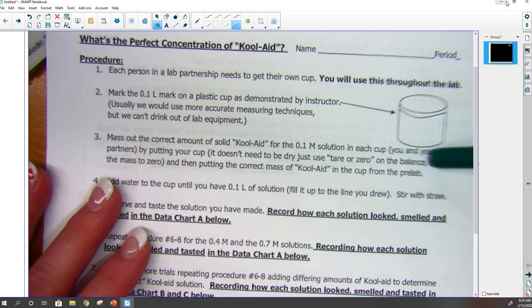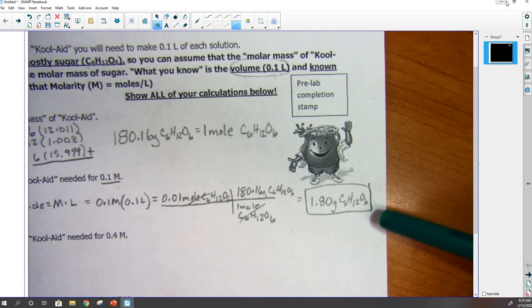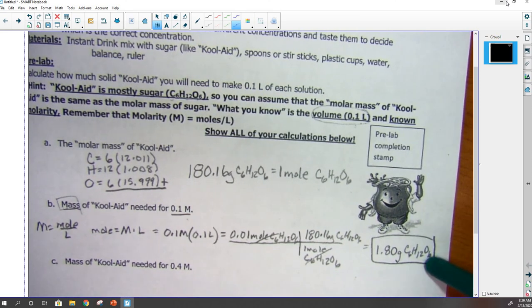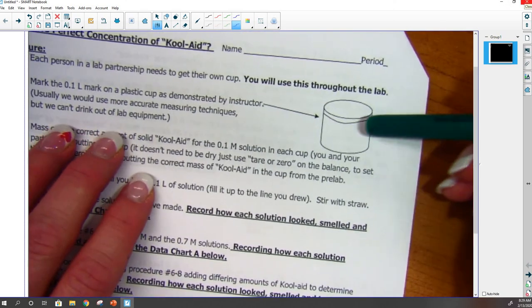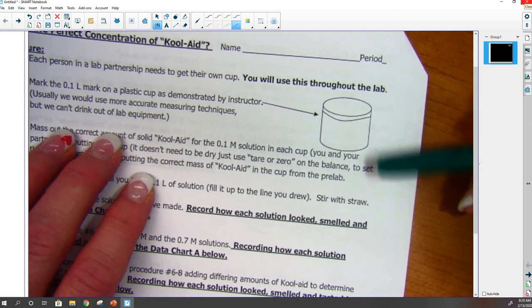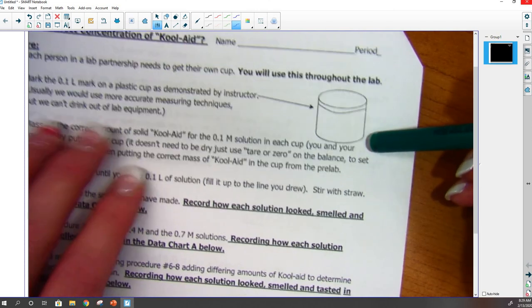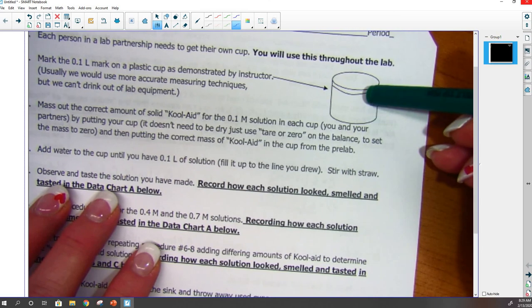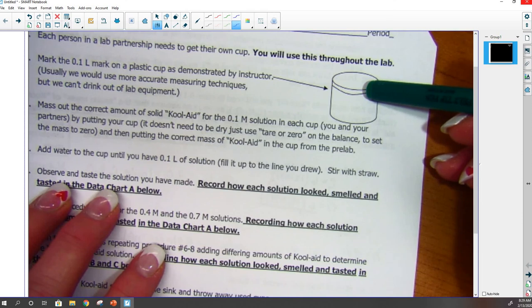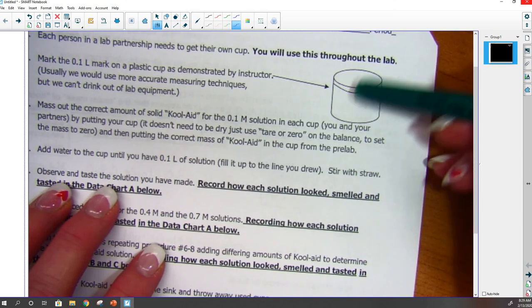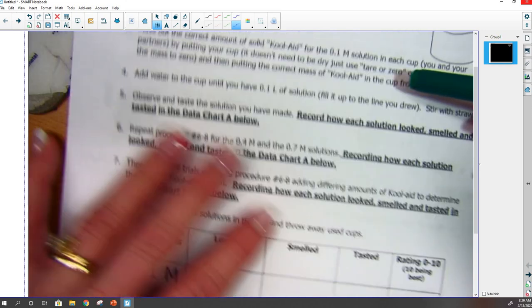Then you're going to measure out the amount of Kool-Aid in another cup that's empty that you figured out on the front. Okay, so for 0.1, I'm going to measure out 1.8 grams in that other cup. Then I'm going to pour it in the cup that I have the line on. So that blank cup is going to be my weigh cup every time. Then I'm going to fill this cup to that line with that nice ice water over there that hopefully still is ice water. Then you're going to use a coffee stirrer, stir it, and you're going to taste it. You're going to observe each thing.